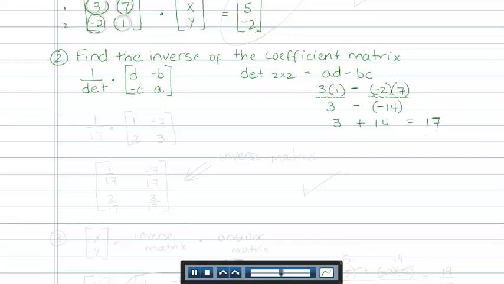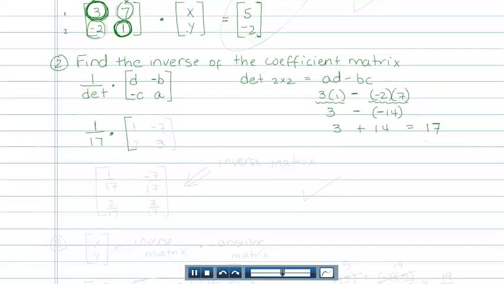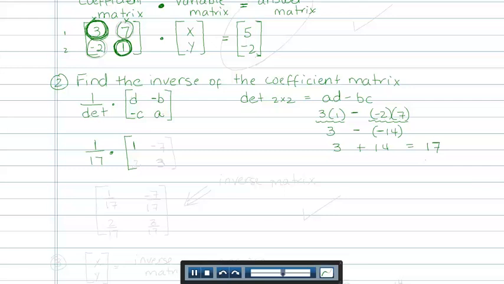This is the determinant. So this is going to be 1 over 17 times the swapped out matrix. A and D swap, so the 3 and the 1 are going to change places. Notice that I'm circling them. Go up to the coefficient matrix, and where the 3 was, you're going to put the 1, and where the 1 was, we're going to put the 3. The 7 is positive, so we're going to make it negative. The 2 is negative, so we're going to make it positive. Now we're just going to put everything over 17: 1 over 17, negative 7 over 17, 2 over 17, 3 over 17. All right, this is the inverse matrix.